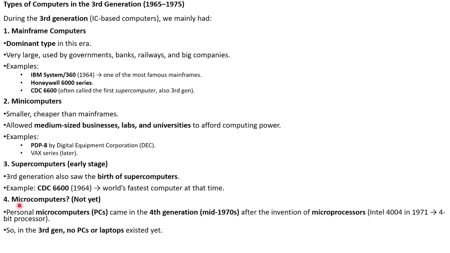Microcomputers were not built in third generation. Personal computers came in fourth generation, mid 1970s, after the invention of the microprocessor, Intel 4004 in 1971, a 4-bit processor. So in third generation, we do not have PCs or laptops. Only these types of computer, like mainframe computer, mini computer, and early stage supercomputers, were developed in the third generation era.